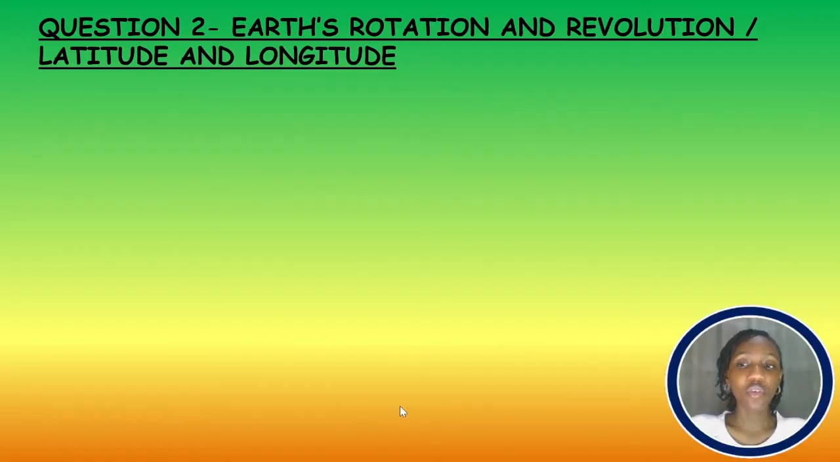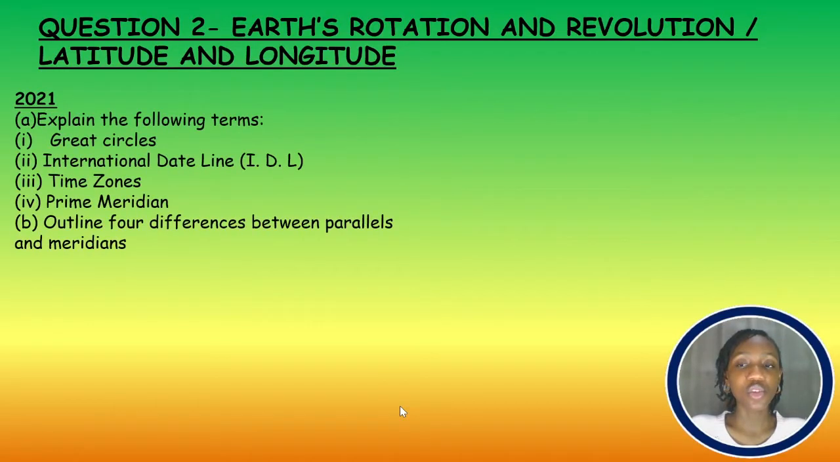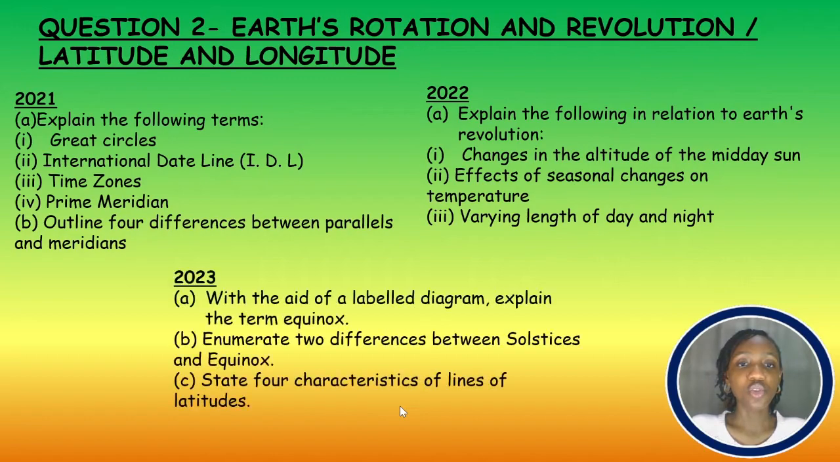So now let's look at previous years, 2021, 2022, 2023. And as you can see, they are all related to rotation and revolution and latitude and longitude. In 2022, they even gave you some of the effects and asked you to explain them. So that means you need to make sure you are conversant with them.